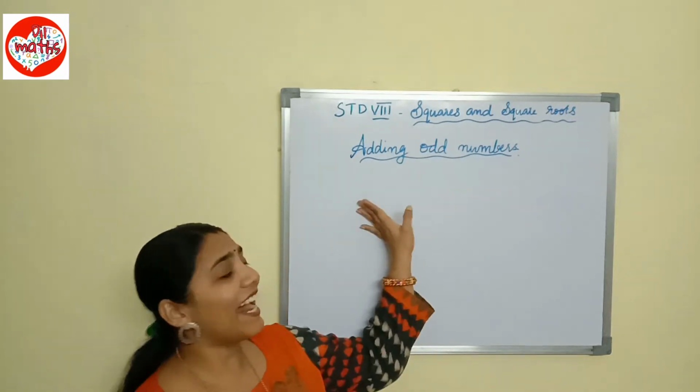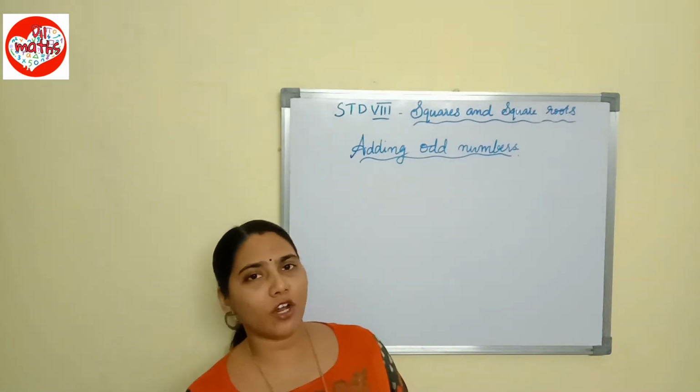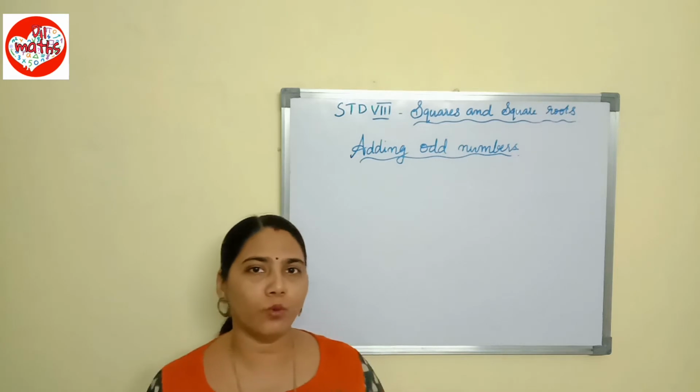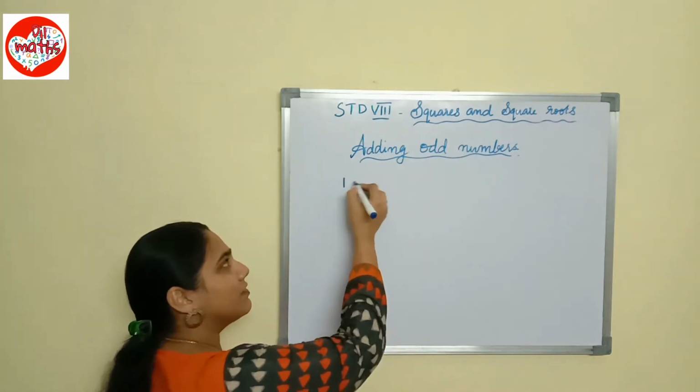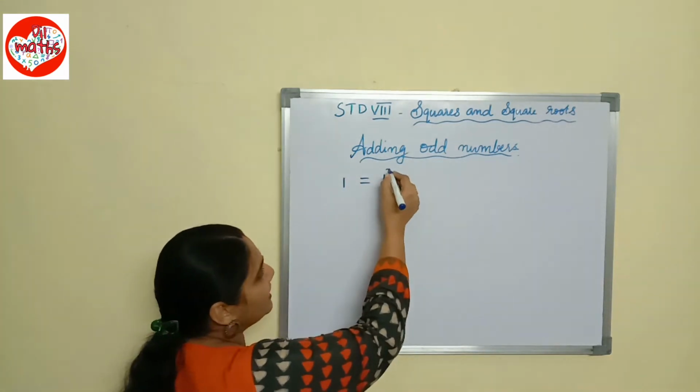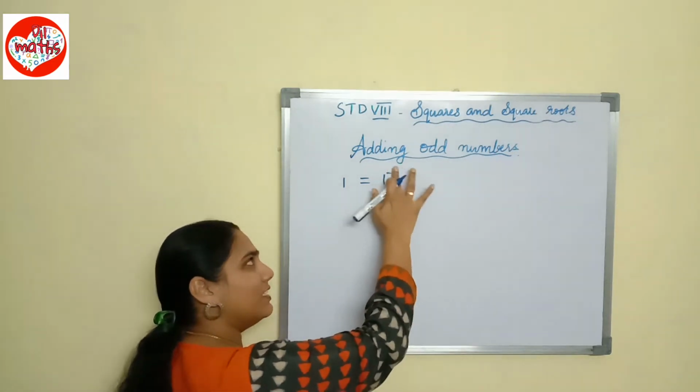Okay, next one is adding odd numbers. So adding odd numbers, we'll start from the odd number 1. So 1, we can write it as 1 square, isn't it? 1 we can write as 1, that's equal to 1 square.